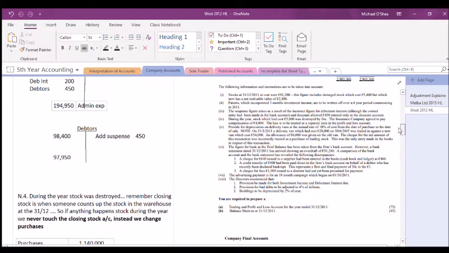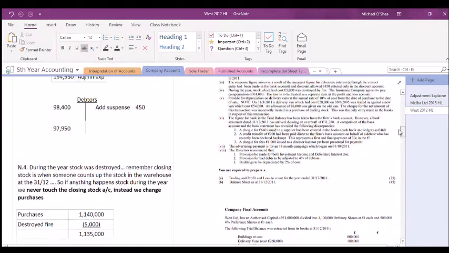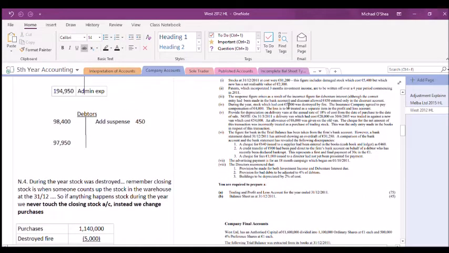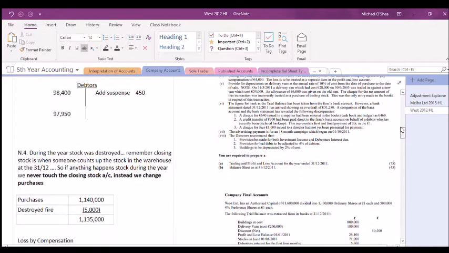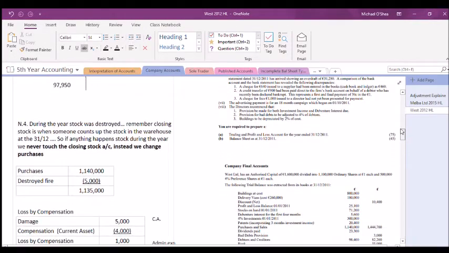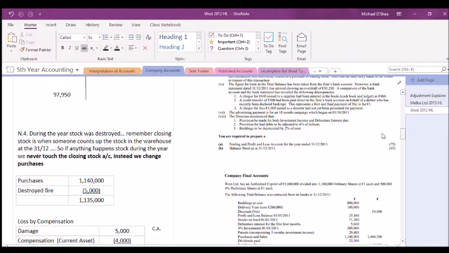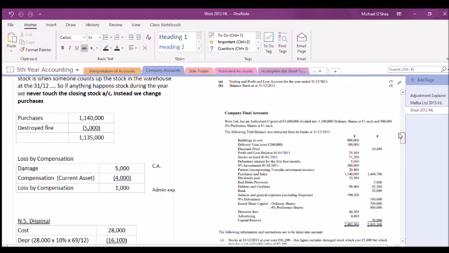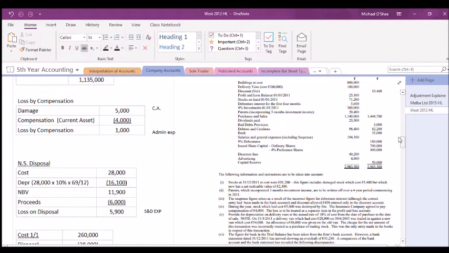The fourth note we have here is the stock destroyed by fire. So the original stock value is 5,000. It was destroyed during the year. The closing stock is when somebody goes into the warehouse and counts up the amount of stock at the 31st of the 12th. So if something was already destroyed, it means it was already gone during the year, so it doesn't come out of closing stock, it comes out of purchases. Purchases dropped to 1,135,000. The stock itself was worth 5,000.